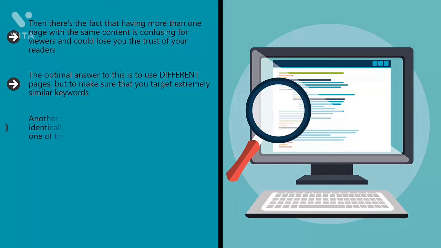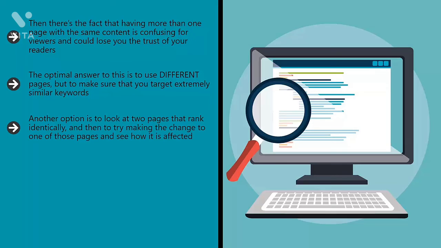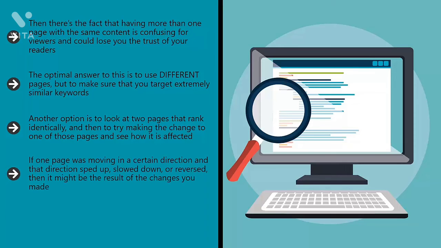out on top. Another option is to look at two pages that rank identically, and then try making the change to one of those pages and see how it is affected. This is a slightly better strategy because you are starting from a similar place. What's more is that you can open up your stats and then use the historical data in order to make a forecast of how the web pages should have behaved. If one page was moving in a certain direction and that direction sped up, slowed down, or reversed, then it might be the result of the changes you made, especially if the matched page did not show the same changes.